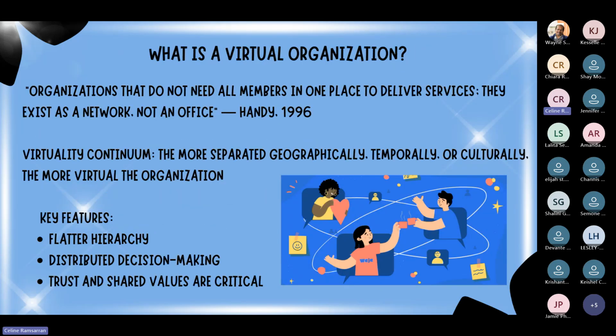Virtual organizations are networks, not offices. Handy describes them as groups where you may never see all the members in person, yet the organization functions effectively. Zigurs emphasizes a continuum of virtuality. The more people are separated by location, time, culture, or organizational layers, the more virtual the organization. Key features include flatter structures, increased decision making at all levels, and a heavy reliance on trust and shared purpose.